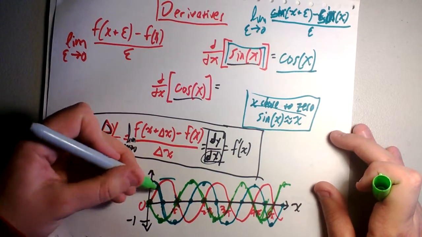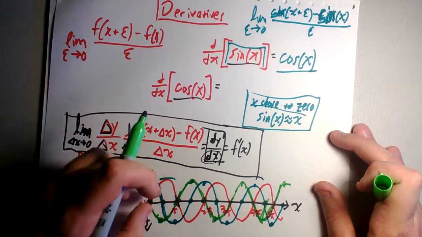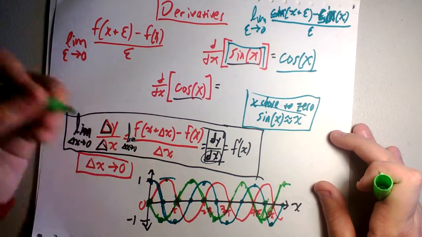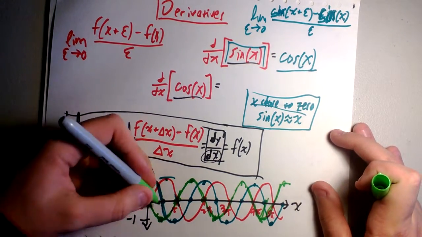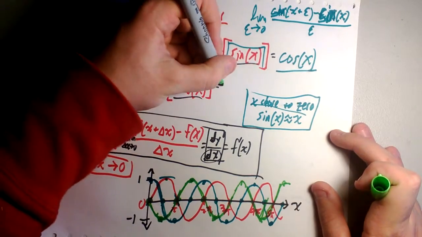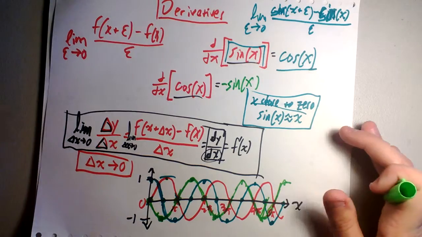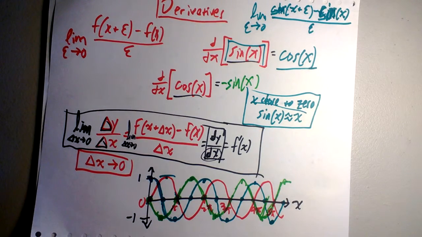Now, it's not sine of x. Sine of x is that red line. However, if you took every point and just made it negative on the opposite side, just made the negative of it, then you'd get this graph. Therefore, the derivative of cosine is negative sine of x.